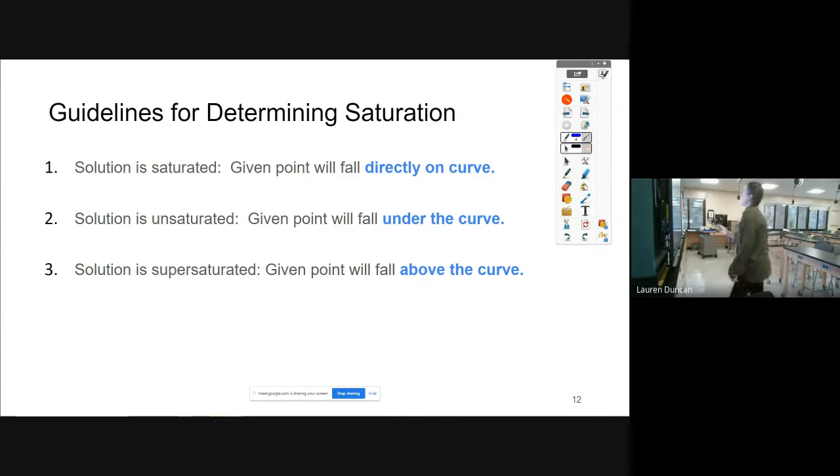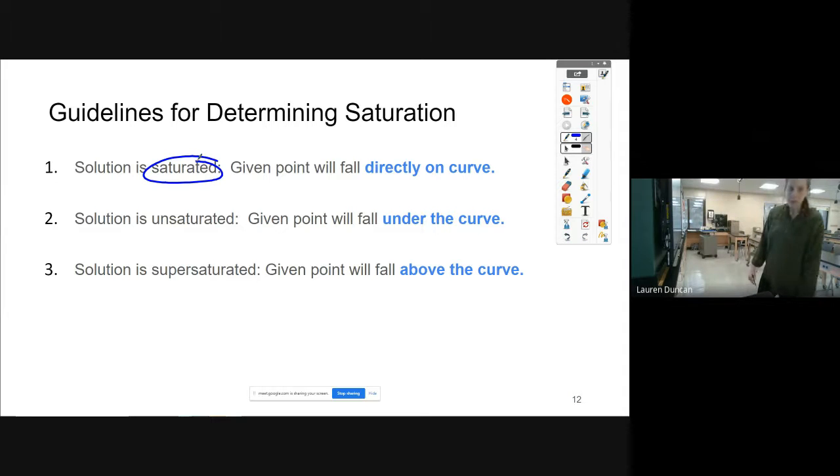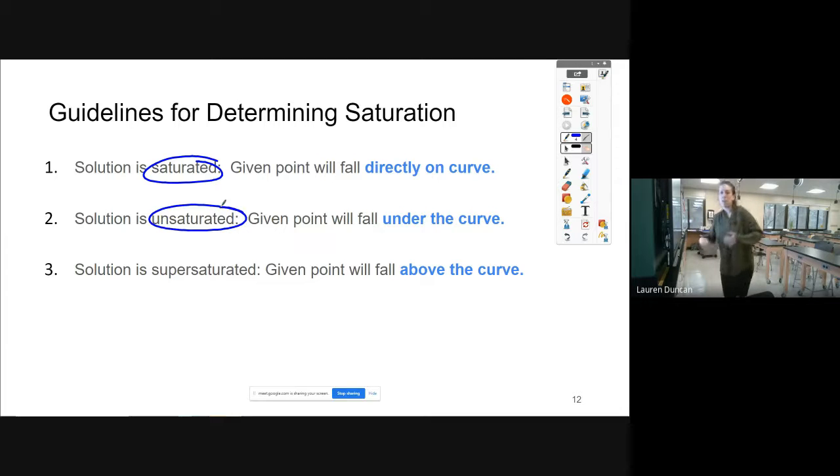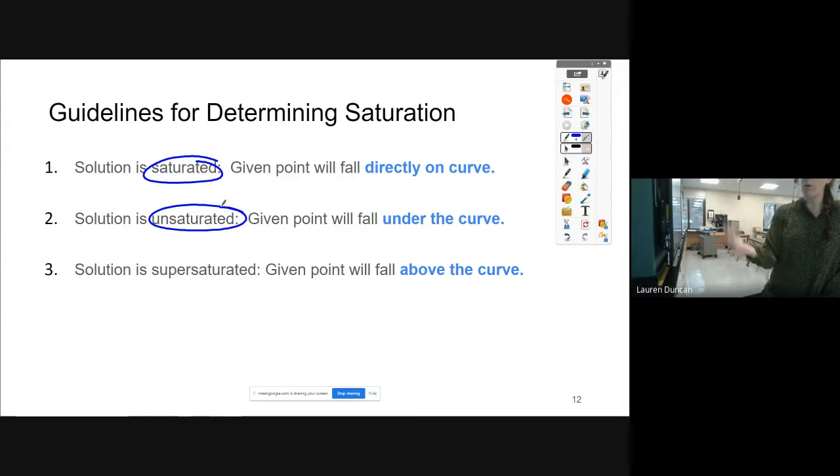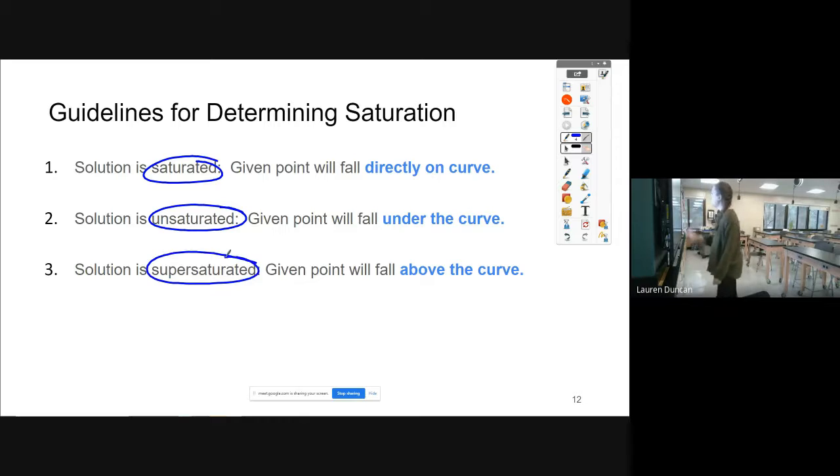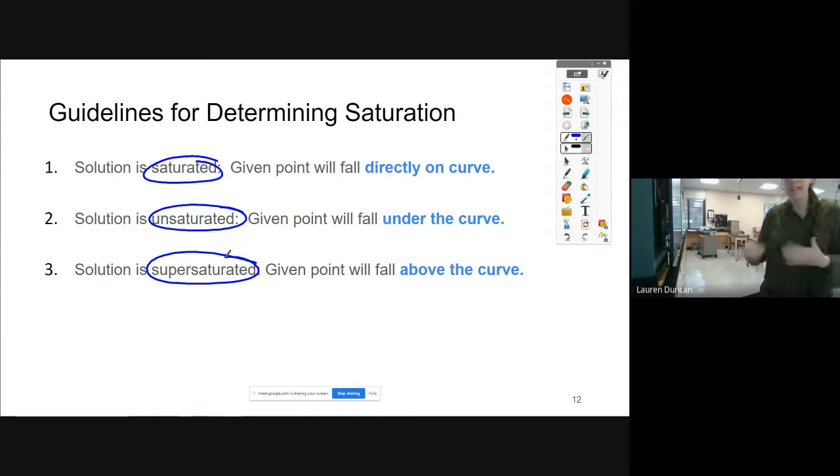All right, so one more time. If the solution is saturated, the point falls directly on the curve. If the solution is unsaturated, it should be able to dissolve more solute at that temperature. The point will fall under the curve. And if the solution is supersaturated, it has more solute dissolved at a given temperature than it should be able to dissolve. The point will fall above the curve, meaning the solution is supersaturated.